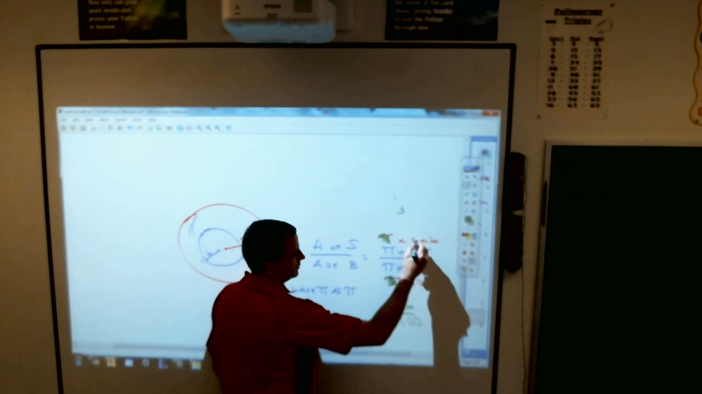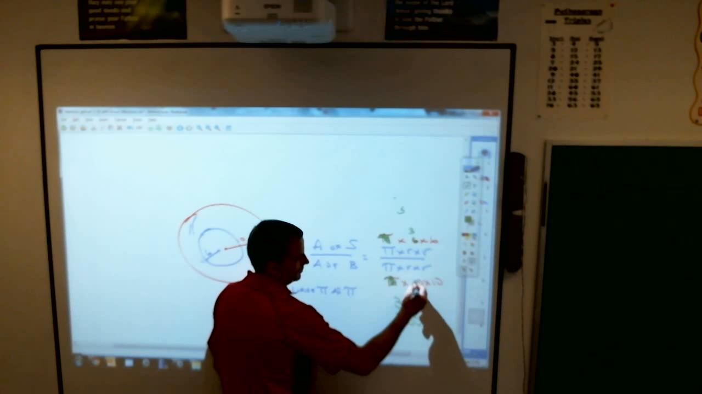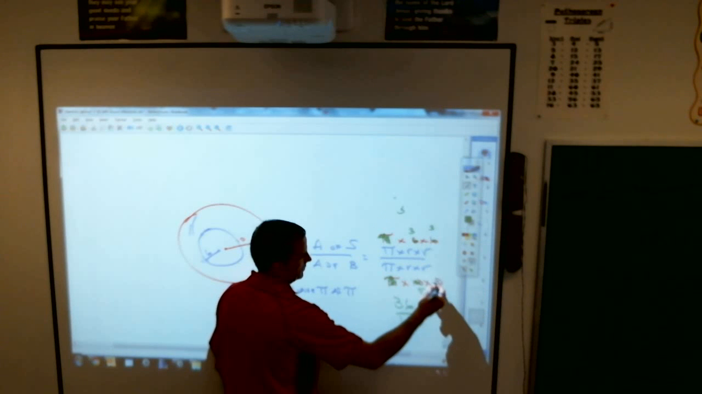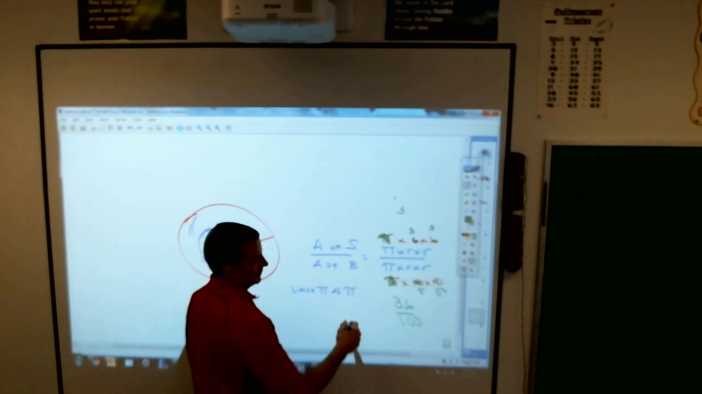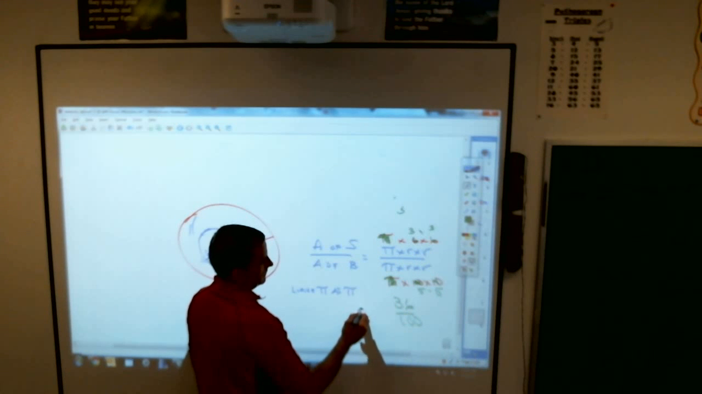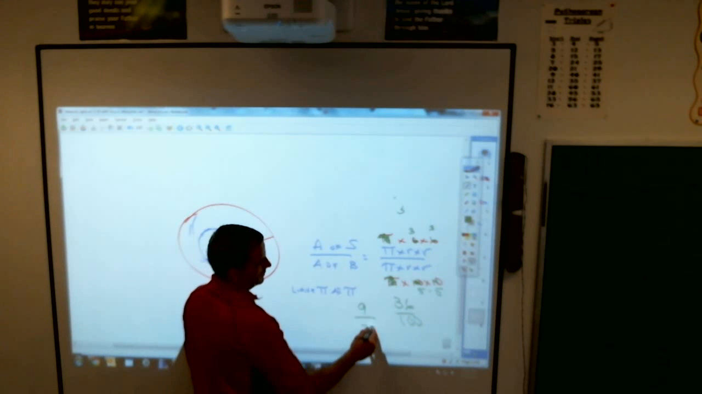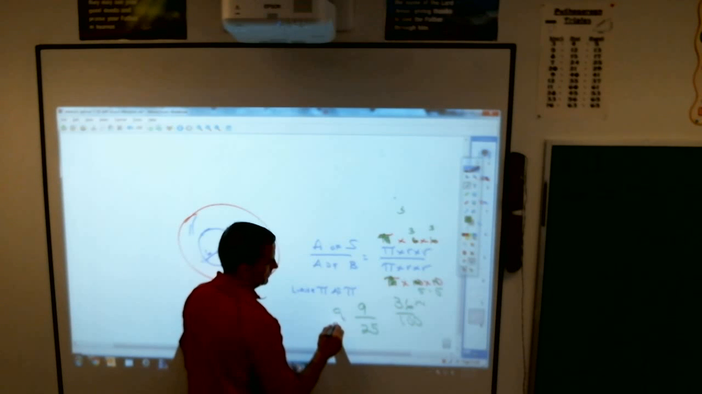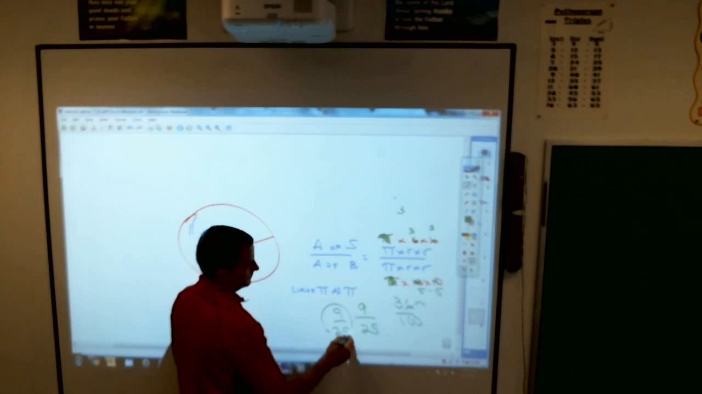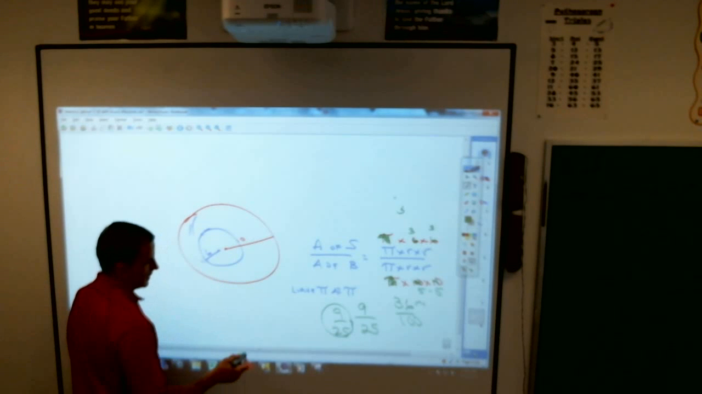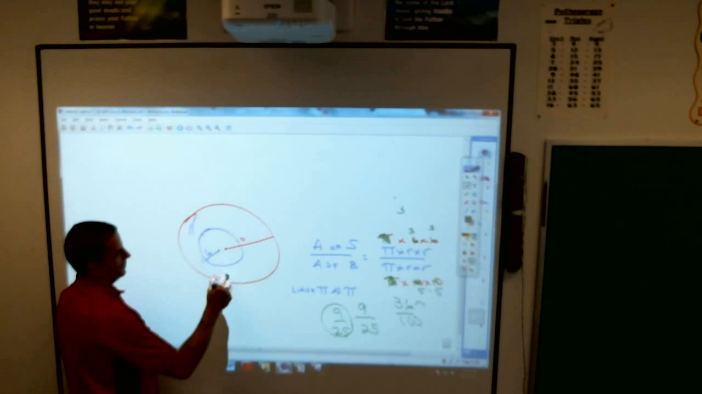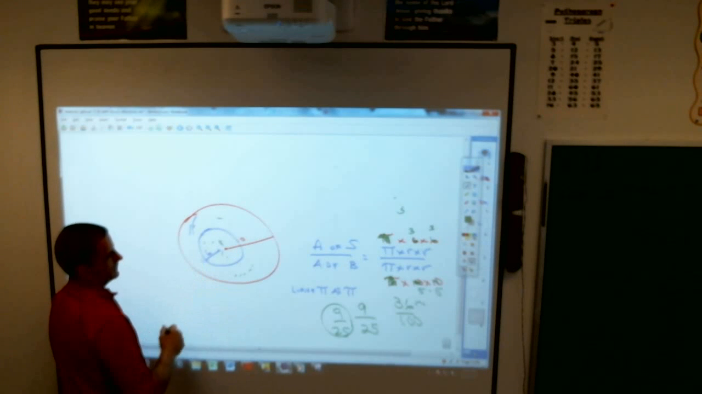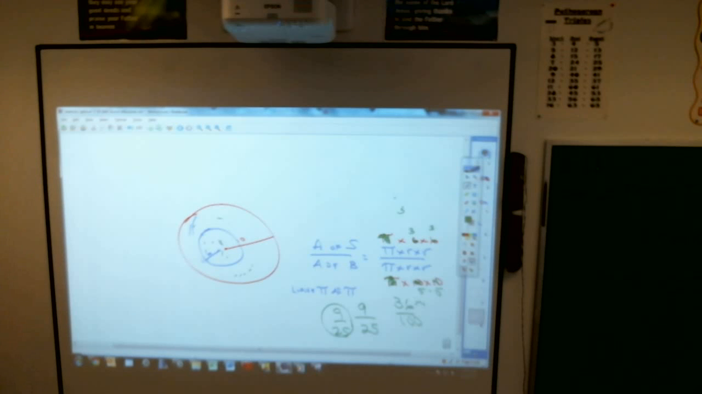In other words, 2 goes into 6 3 times, 2 goes into 10 5 times, 2 goes into 6 3 times, 2 goes into 10 5 times, and you end up with 3 times 3, 9 over 25, which is what you get if you divide both of these by 4. 9/25. If you throw 25 arrows, the probability is that 9 of them would land in that small circle.